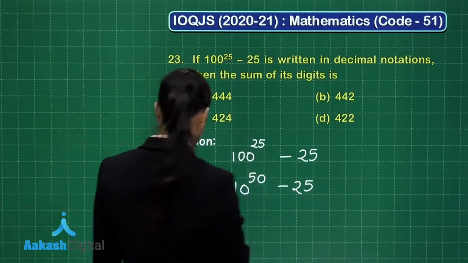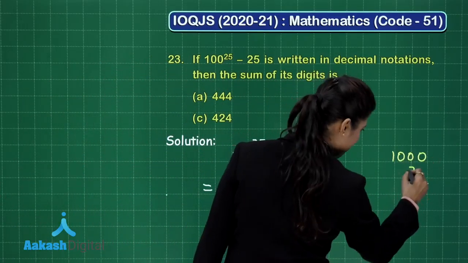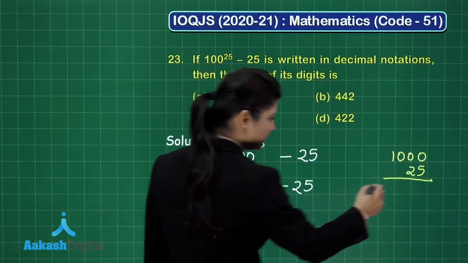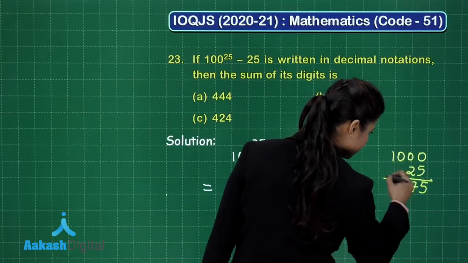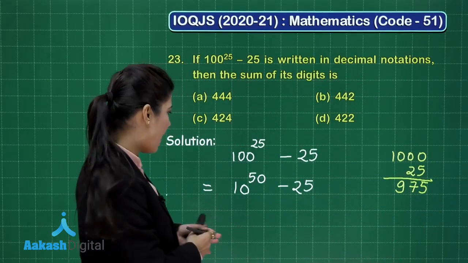Let's suppose I have the number 1000 and I'm subtracting 25 from it. There is an impact on the last two digits. Here it becomes 975, where the 0 becomes 9 and the last two digits become 75. A similar kind of thing will happen here.